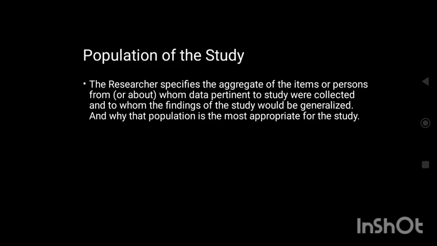Who are those persons you are using for your study, or what are those items you are using for your study? This is where you specify it under the population of the study. You specify those people that, at the end of the day, when you get your findings, your findings can be applied to them. And then you also give us a reason.